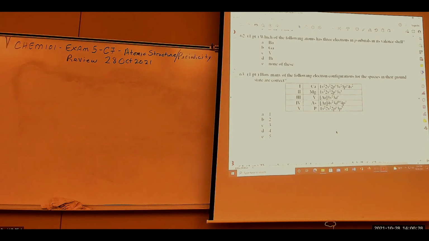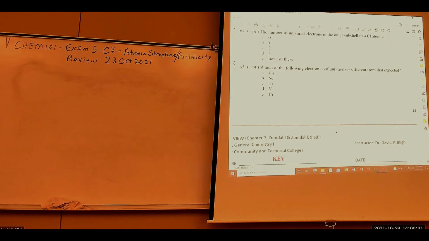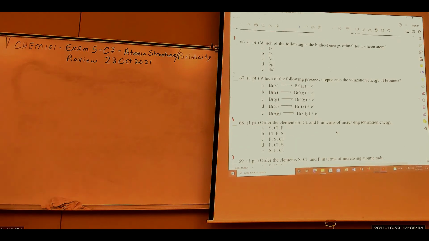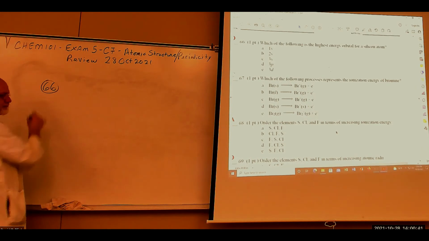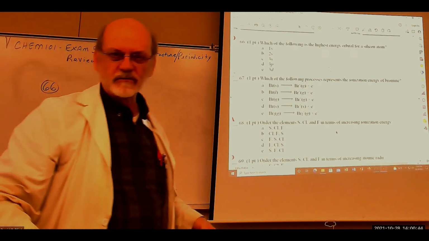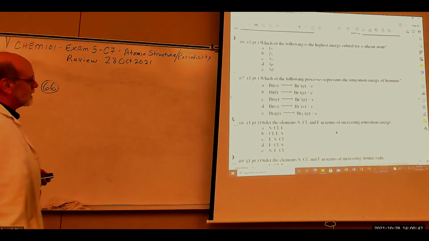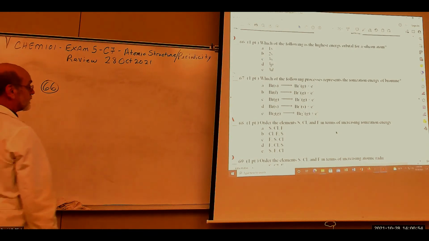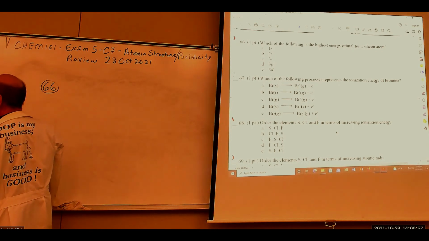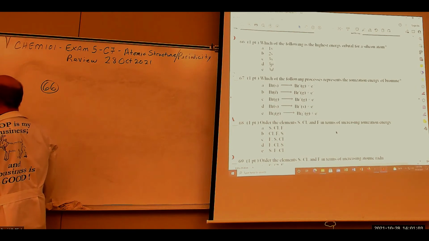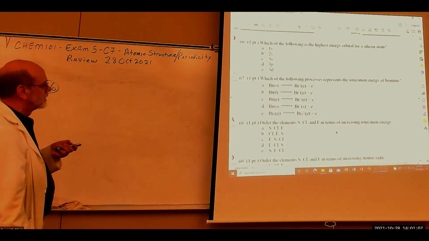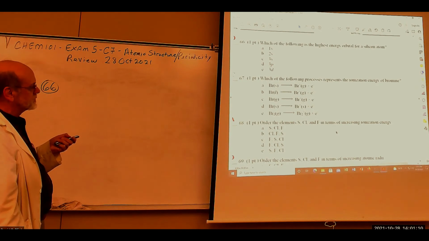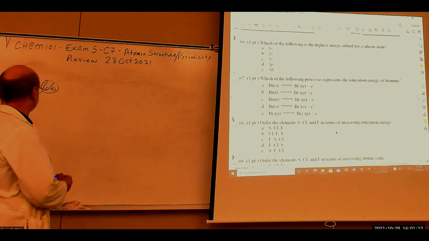Let's skip down to 66. Yep, 66. Which of the following is the highest energy orbital for a silicon atom? Well, all you have to do is just look where it is. Where's silicon? It's right here. This is the 3rd period, means that's a 3p. 3p2, here we go. That's the highest energy orbital for a silicon atom. 3p.